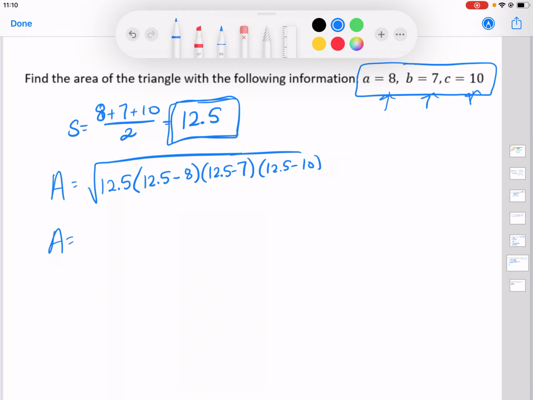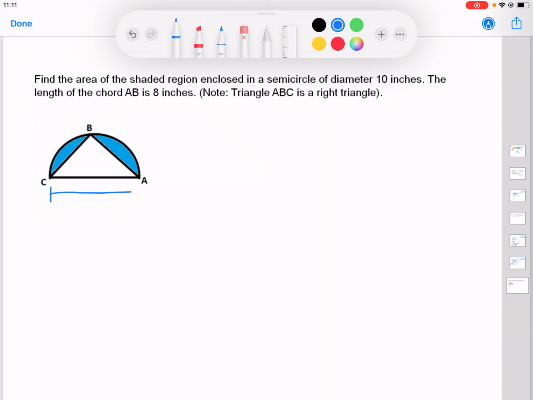So the last thing we need to do, well, not that we need to, that's pretty much the whole lesson. You'll sometimes have word problems, and I just think this one's interesting to see. So we are trying to find the area of the shaded region. We've got a semicircle, and we know the diameter is 10 inches. And the length of the chord AB, so this right here, is 8 inches. And we know that triangle ABC is a right triangle.